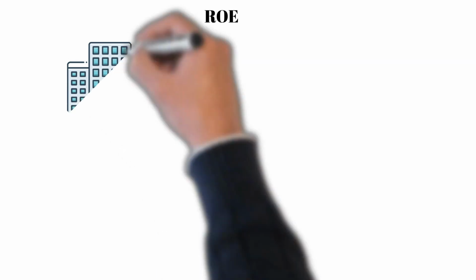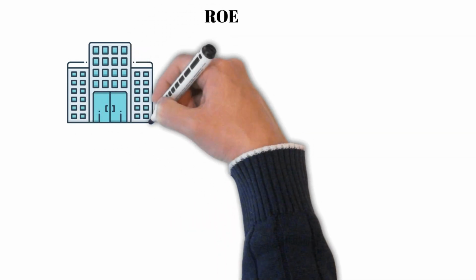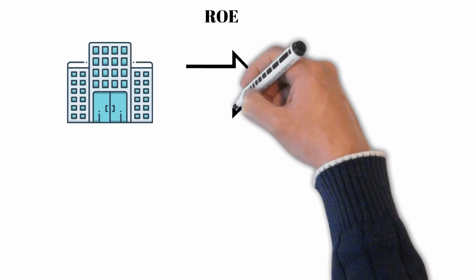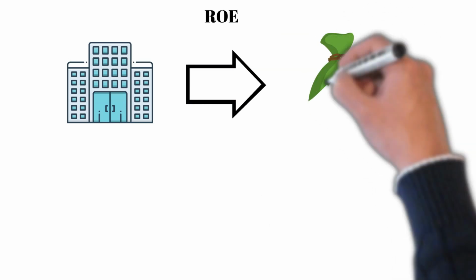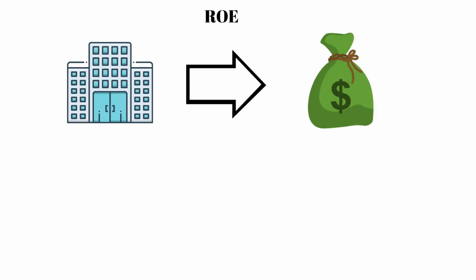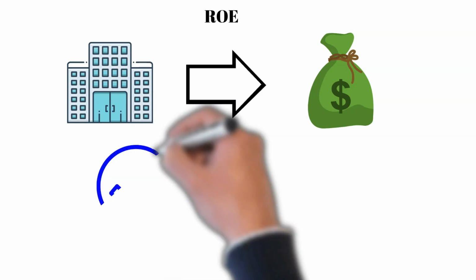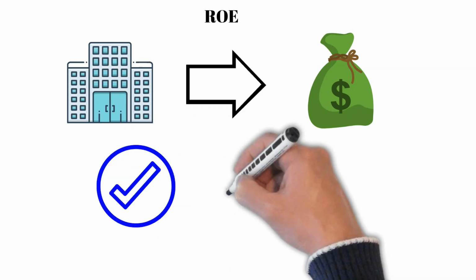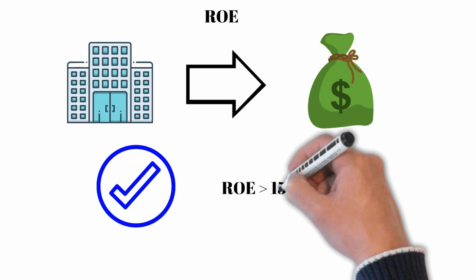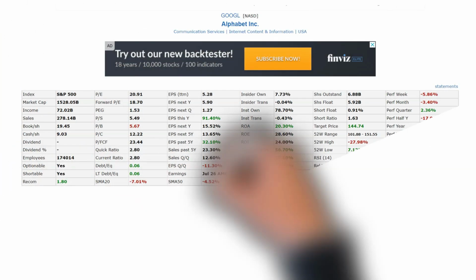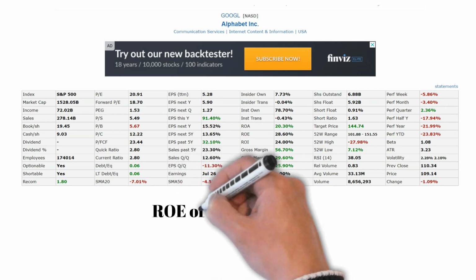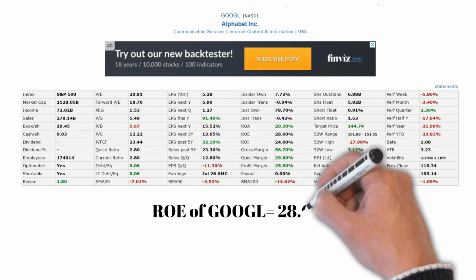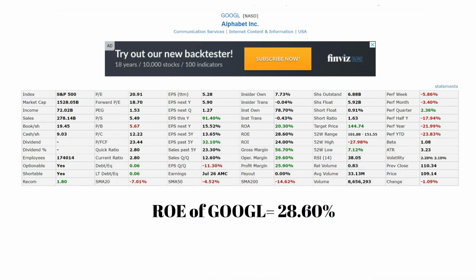Fifth, ROE, return on equity, provides us with an insight into the business profitability for owners and investors. In short, it helps investors understand whether they are getting a good return on their money. To me, a good company should have an ROE of at least 15%. We can also obtain the ROE value from Finwip. Alphabet has an ROE of 28.6%.